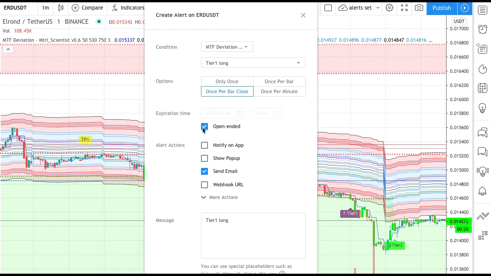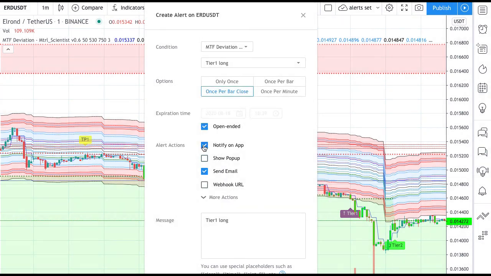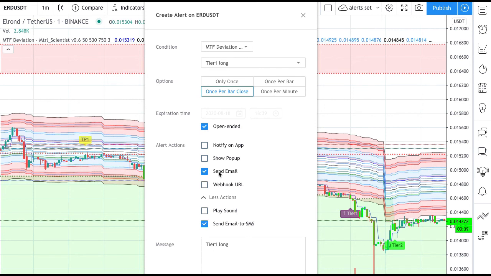So expiration time: if you didn't want this open all the time, and you only want it to happen over a specific time period, you can uncheck open-ended and put in a date and time. If you want to be notified on your phone or on the app on your desktop, you can choose notify on app and it'll pop up a little module that you can install to get alerts. If you want to show a pop-up, in other words, a little box to pop up and say MTF signal has come in, or Bitcoin has dropped 4%, or whatever it might be, that's what that's for. Send an email: if you want to get emails about every indicator alert that you get, that's what this will do. It'll send it to the default email address on your TradingView account.